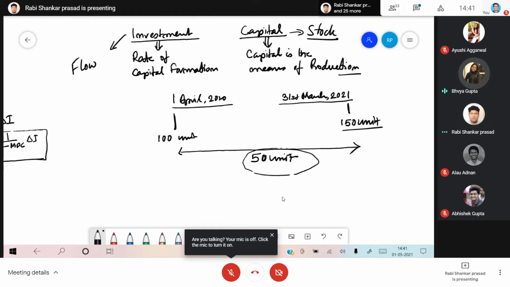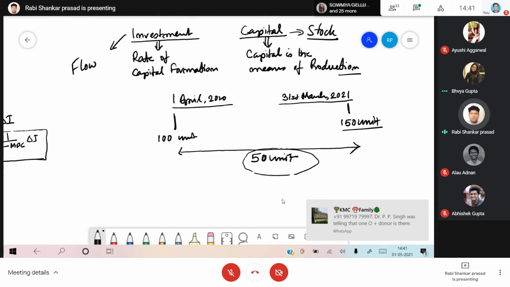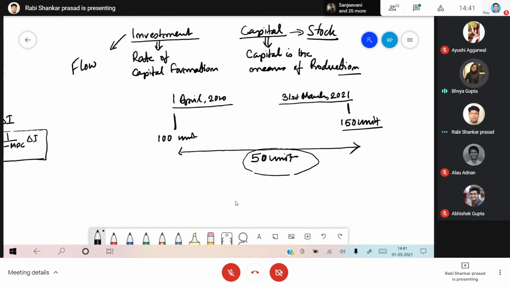So capital is the means of production. It represents the production potential of the country. Can you give me one simple example? When on 1st April 2020 there are 100 units, and on... no, forget about this example. Give me a practical example. What is the meaning of capital? Give me one practical example showing that it is capital.